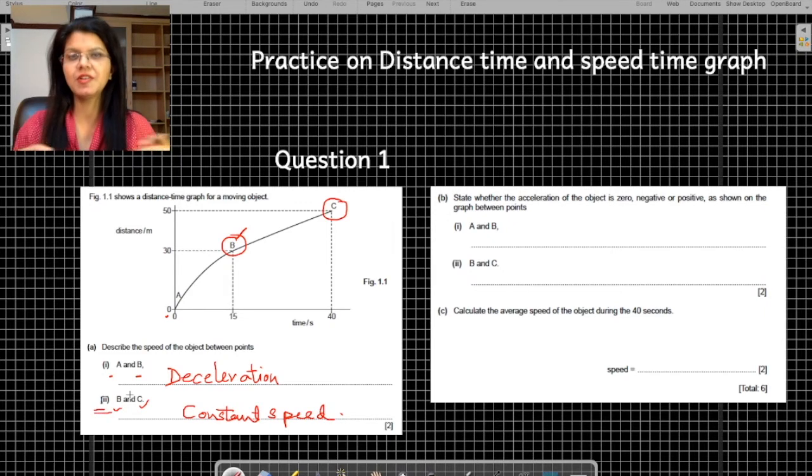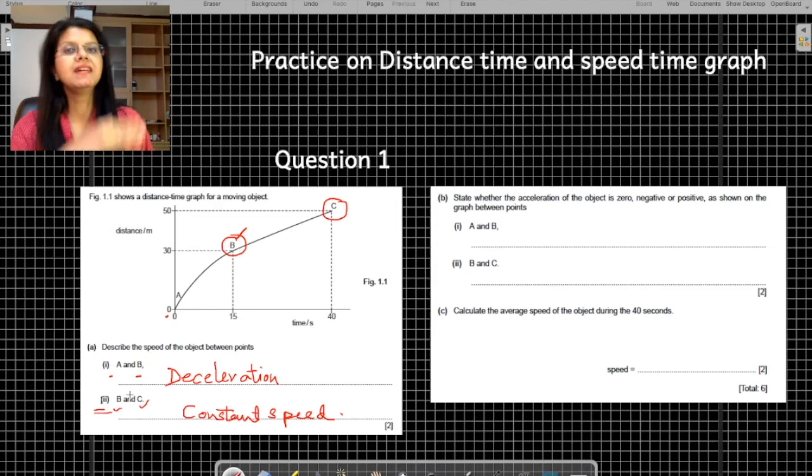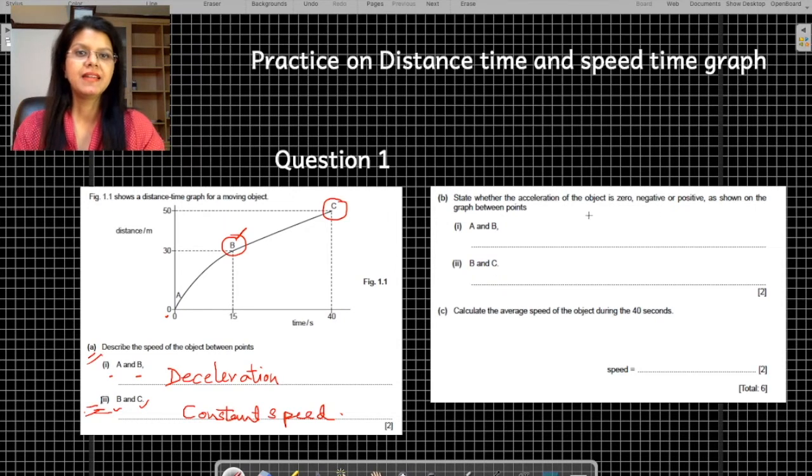Constant speed means you are not accelerating, increasing your speed. You are not decelerating, you are not decreasing your speed. Instead, you are running at a given constant speed. Right? So it is a constant speed. Other answers that you can give are no acceleration, right? If you say zero acceleration, that also is a correct answer for the part 2 of question number A.